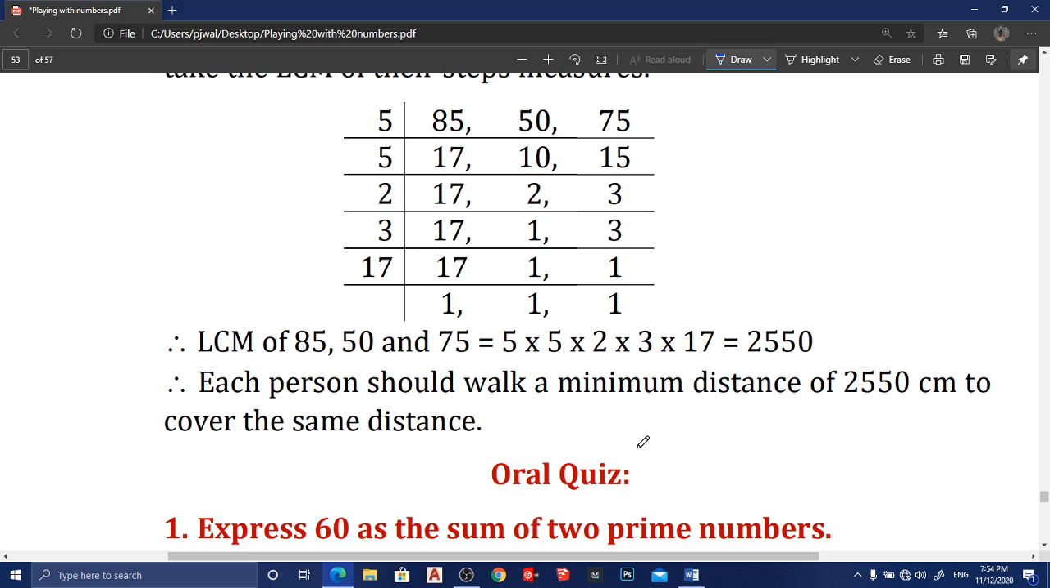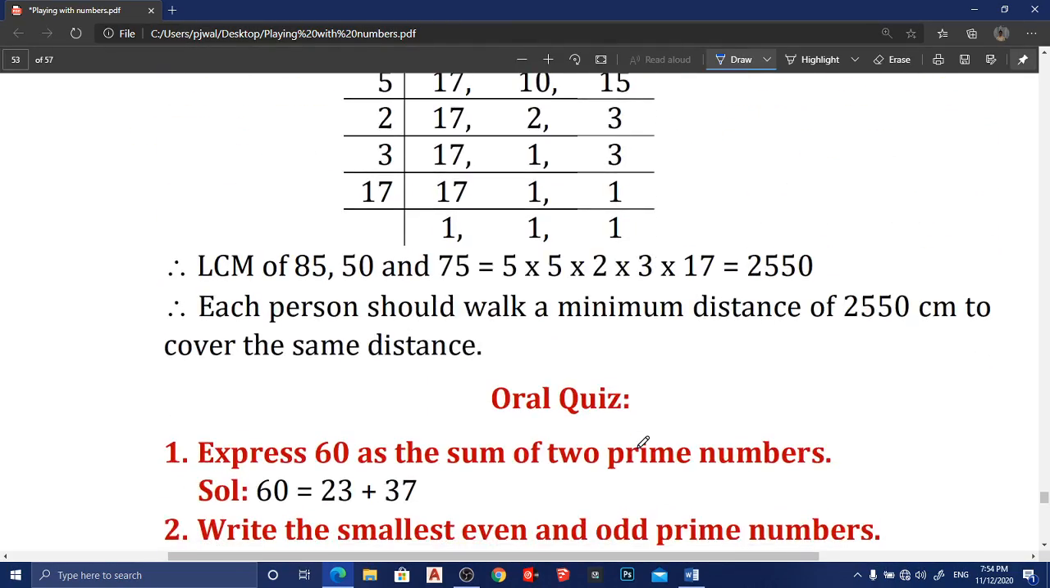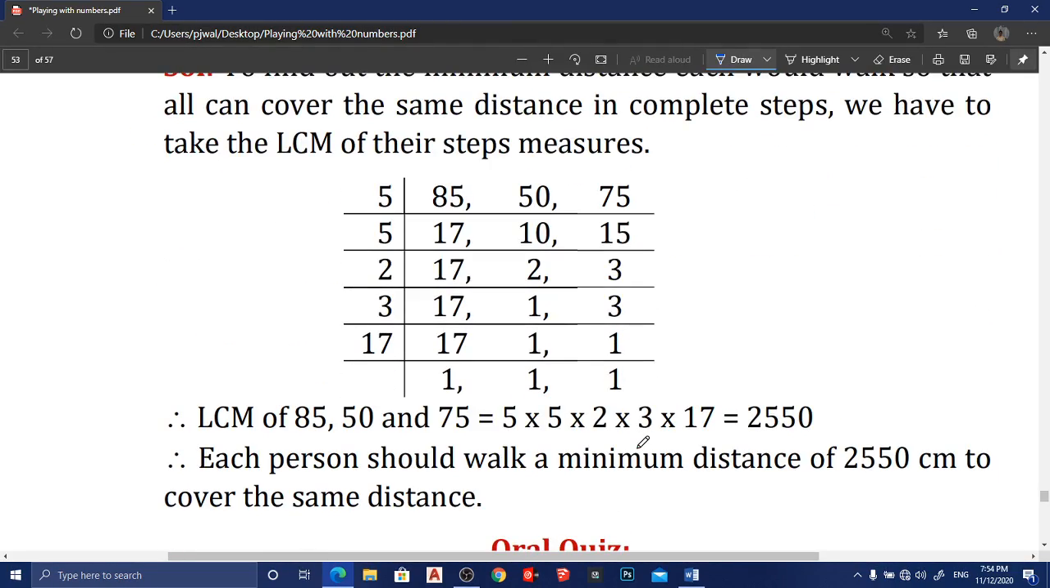Okay, so this is the last exercise. Up to here this chapter is over.